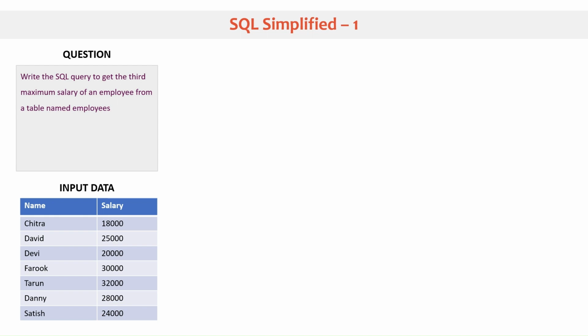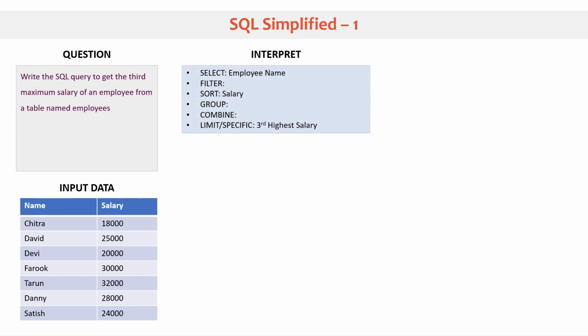You might already be thinking of going and writing a SQL statement, but instead of that, let's go with a methodical approach, right? First is interpreting. Interpreting is we need to select the employee name, right? So who is the third maximum? When they say third maximum, it is the third highest, because it's very specific. It is the third highest salary that they are asking for.